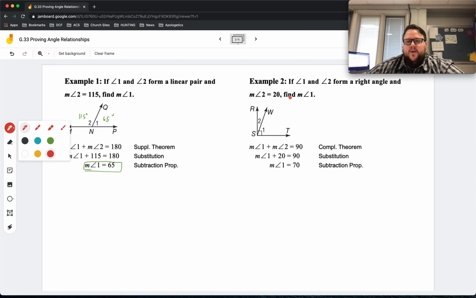Then in number 2, we're looking at a right angle. A right angle is 90 degrees, so the measure of angle 1 plus the measure of angle 2 has to equal 90 degrees. They tell us that angle 2 is 20 degrees here, so 90 minus 20 is 70 degrees. So that's what you're doing in today's assignment. You're going to add the angles together and find what each measure is worth.